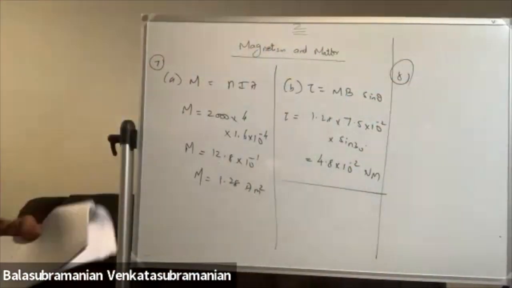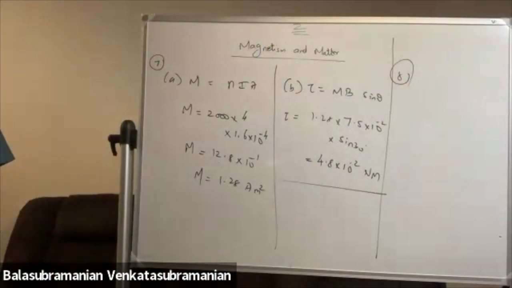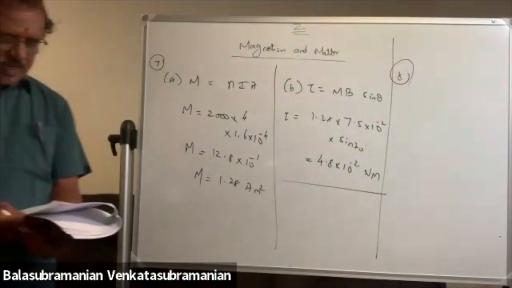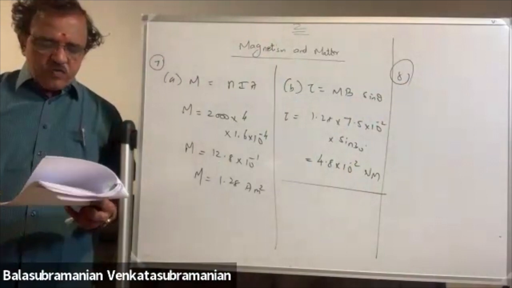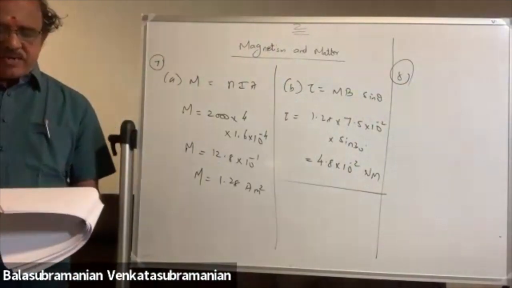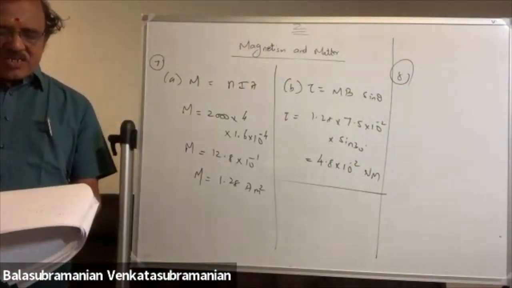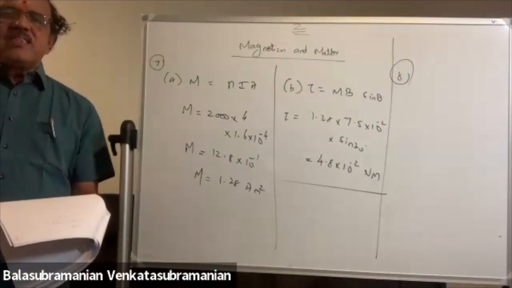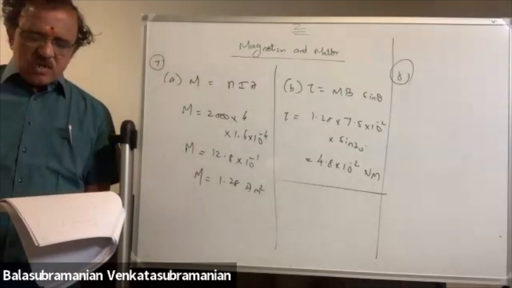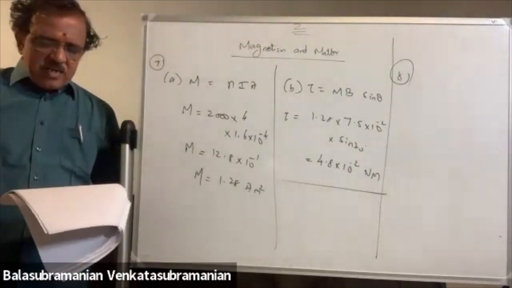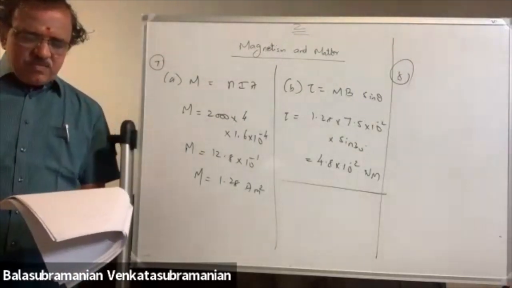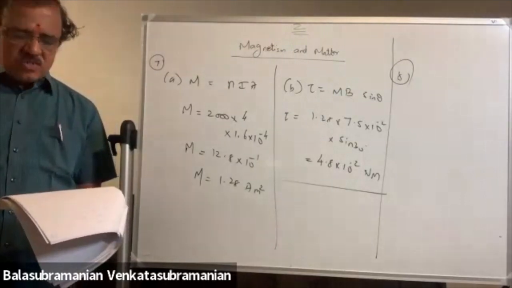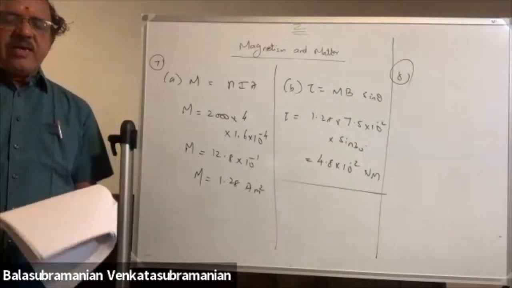Eighth problem. A short bar magnet has a magnetic moment of 0.48 ampere meter square. Give the direction and magnitude of the magnetic field produced by the magnet at a distance of 10 centimeter from the center of the magnet along the axis and along the equatorial line.